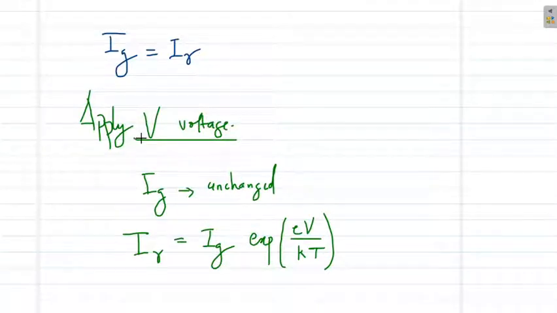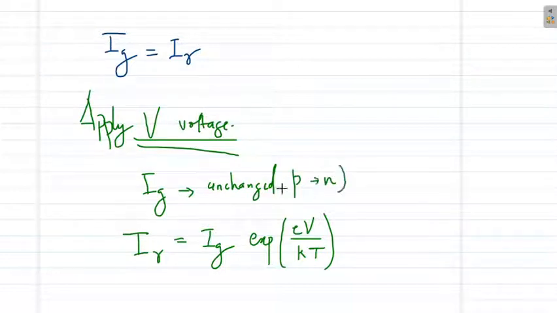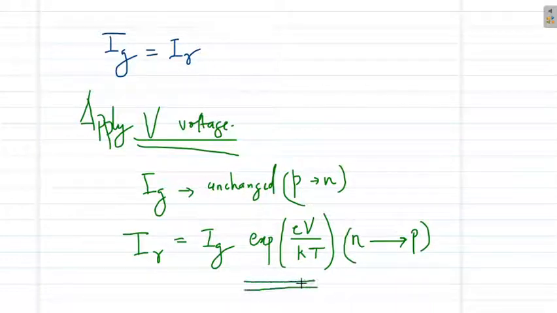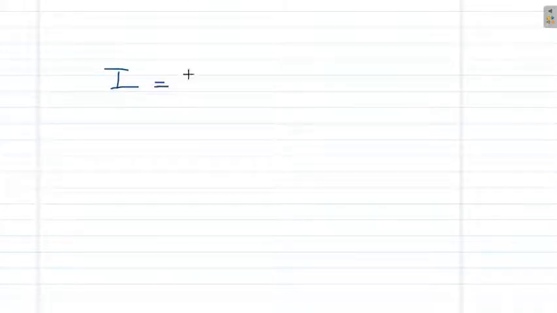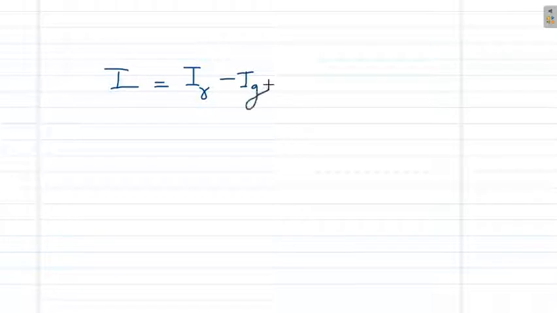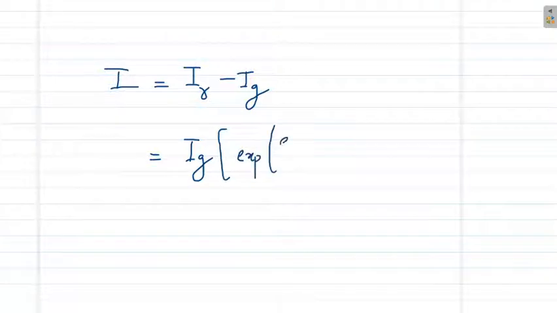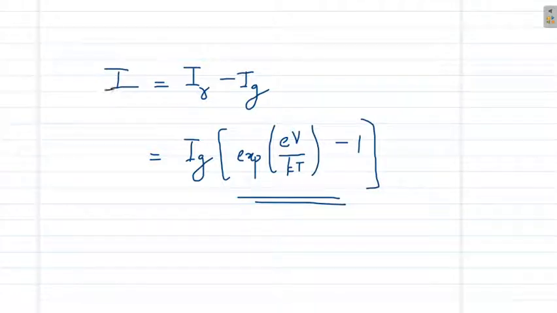So if we apply a voltage, the current from the P side to the N side is the same. The current from the N side to the P side will be changed like this. So what will be the net current across the junction? We know the net current I will be IR minus Ig. This is the current from the N side to the P side and this is the current from the P side to the N side. So it will be Ig into exponential EV by kT minus 1. This is the equation for current across a PN junction, a semiconductor junction.